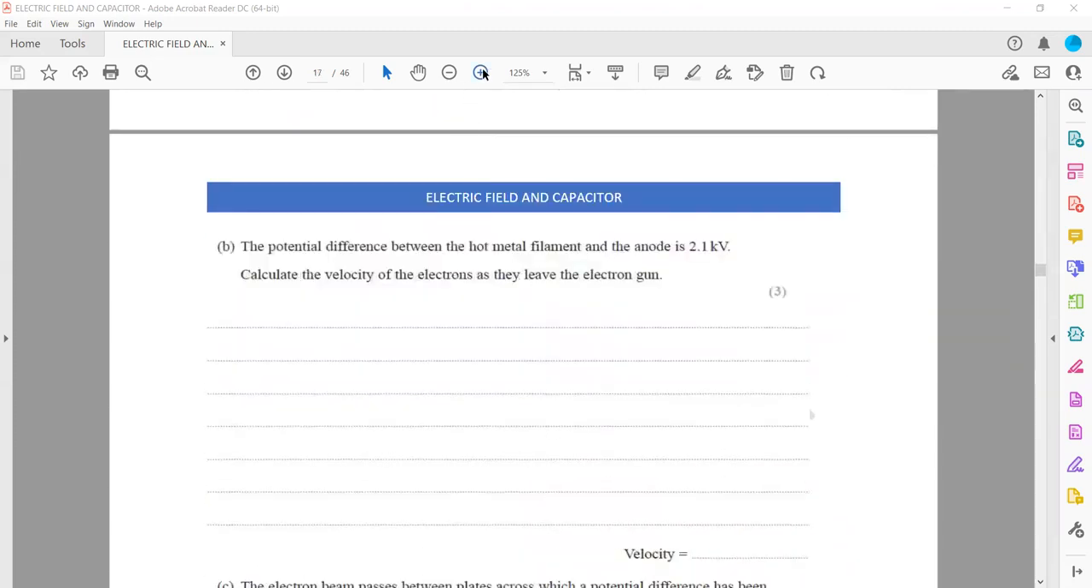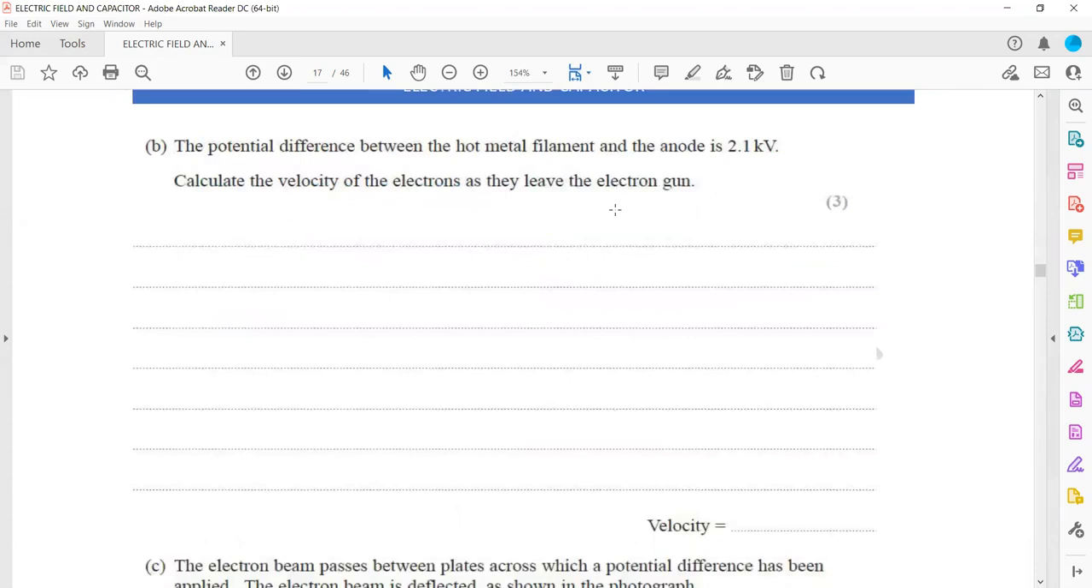The potential difference between the hot metal plate and the anode is 2.1 kilovolt. Calculate the velocity of the electrons as they leave the electron gun. So here, what happened is the electrical energy changes to kinetic energy. The idea is that when we apply the voltage, we are providing electrical energy. So the electrical energy will be equal to kinetic energy.